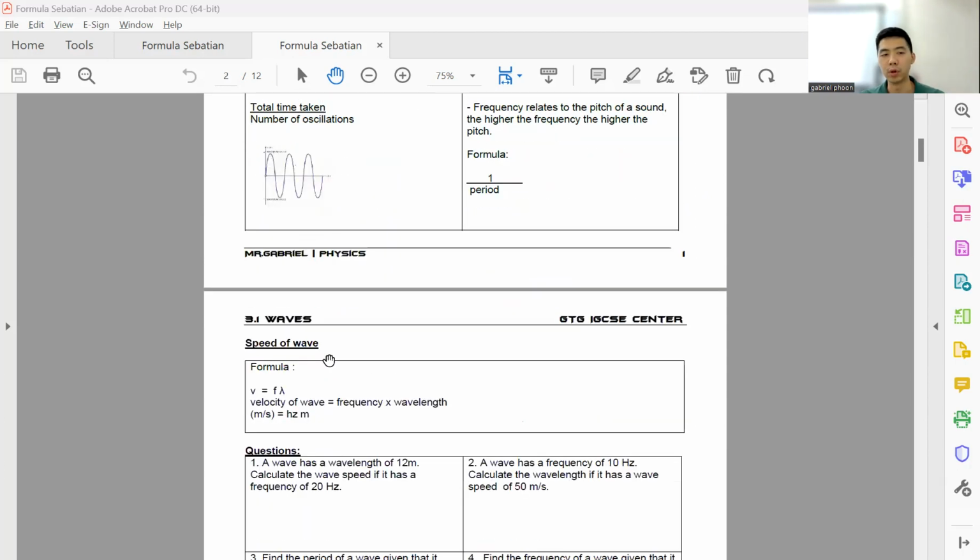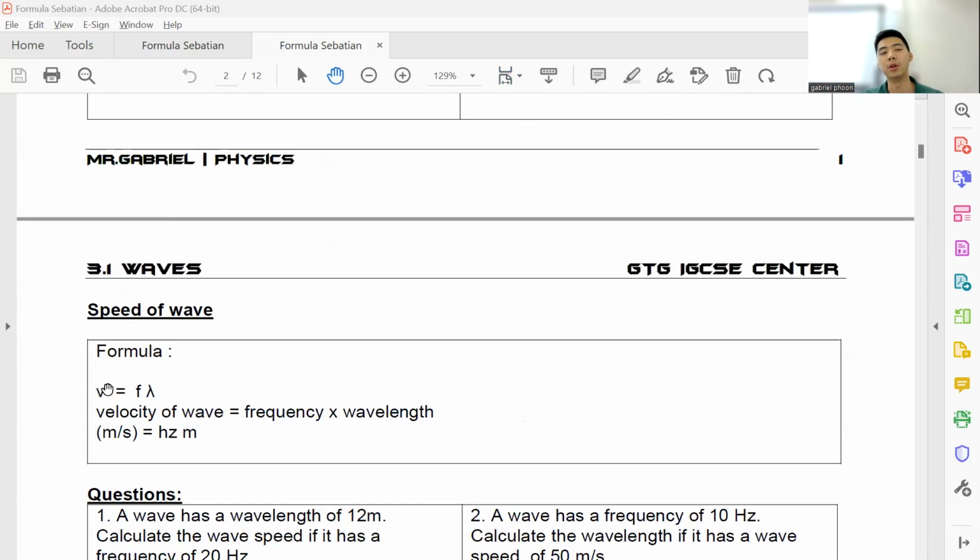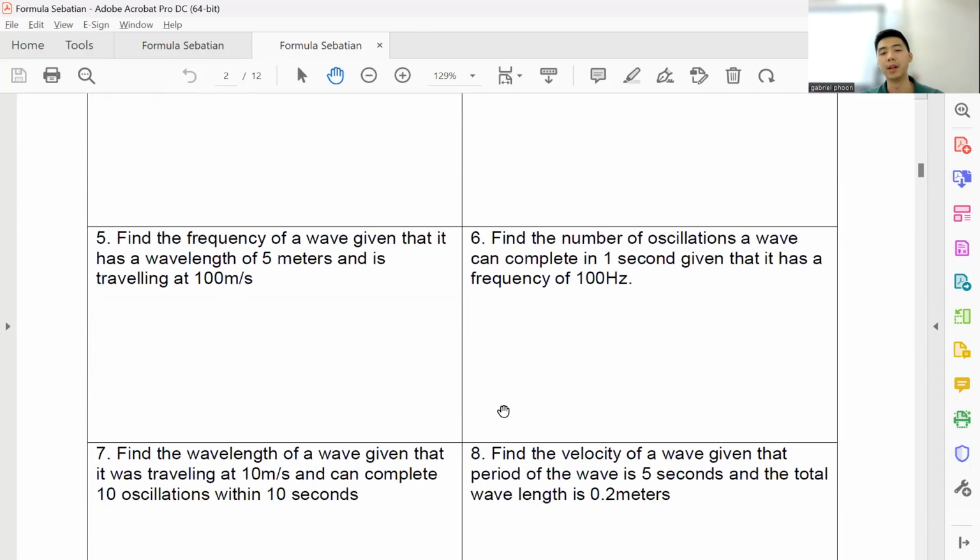Then you need to know the formula. This is one of the very few formulas in wave chapter. There's not a lot of formulas. This is basically the speed of the wave formula, which is v = fλ. Lambda is a symbol for wavelength. Okay, you're going to hear me say it a lot of times. It's very important. It will explain a lot of phenomena if you understand this formula. Please make sure you remember it later on.